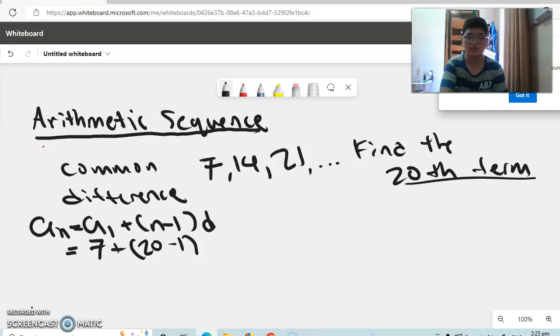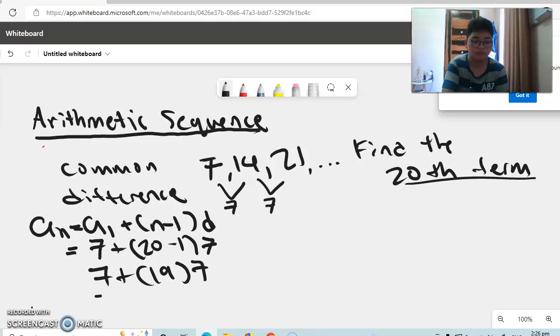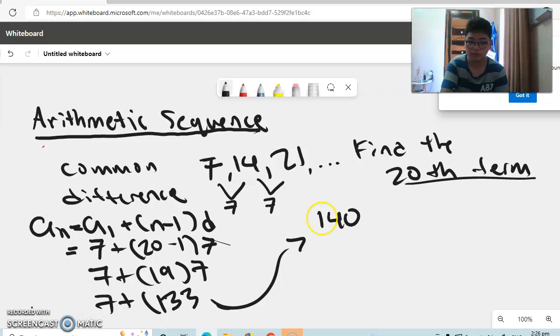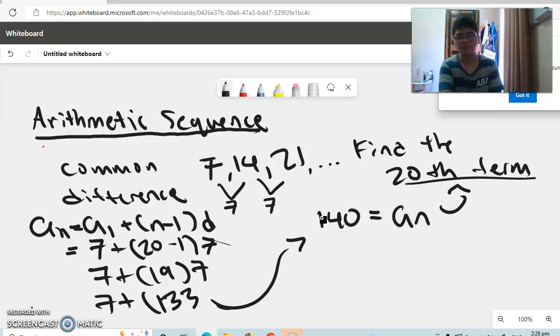The common difference is 21 minus 14 is 7. 14 minus 7 is 7. So, common difference is 7. Then, 20 minus 1 is 19. 19 times 7 is 133. And then let's change it here. Then 7 plus 133 is 140. So 140 is equal to a sub n. Now, we've got this part of the arithmetic sequence down.